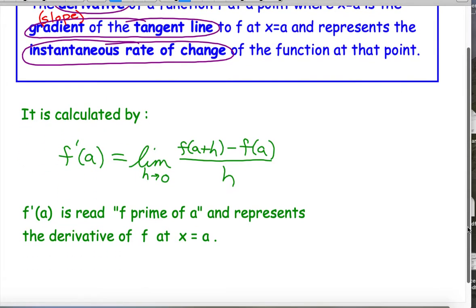And the way we read that is f prime of a, and that represents the derivative of f at x equals a. So this is the notation for a derivative. It's the function with a little tick mark, and then in parentheses, a, which could be any number. f prime of 3, f prime of 7, f prime of negative 2.